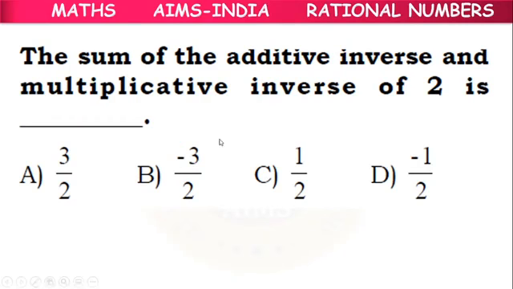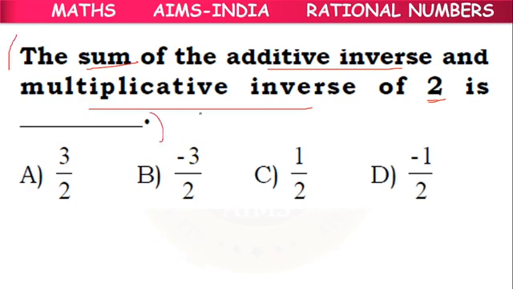So here, first question. The question is: the sum of the additive inverse and multiplicative inverse of 2 is dash. So before trying to guess the answer, first try to understand the question. They are asking the sum of what? Additive inverse and multiplicative inverse of 2.